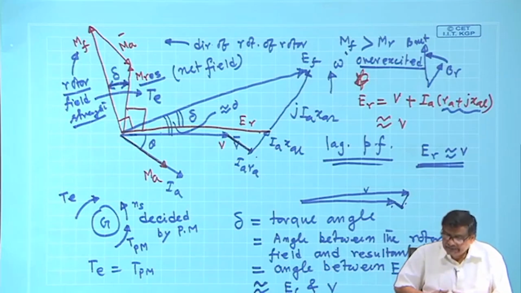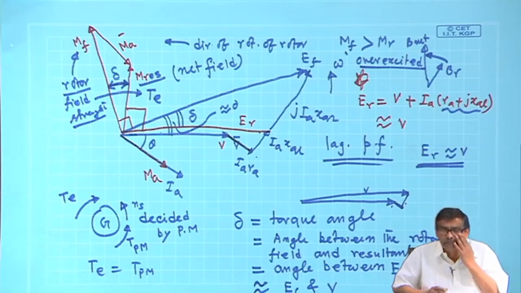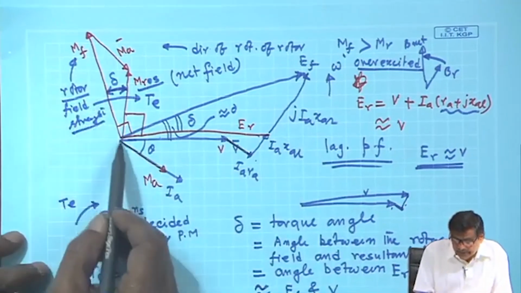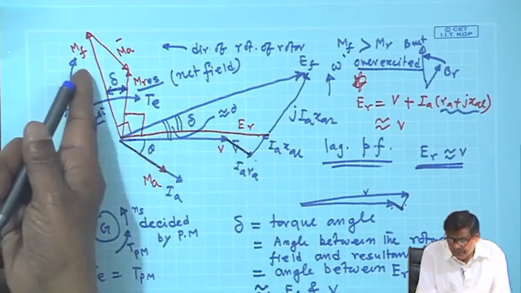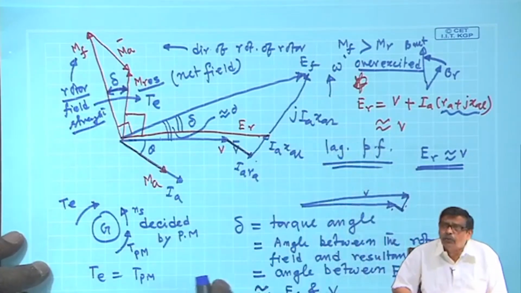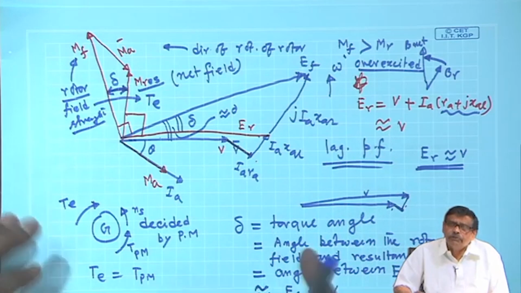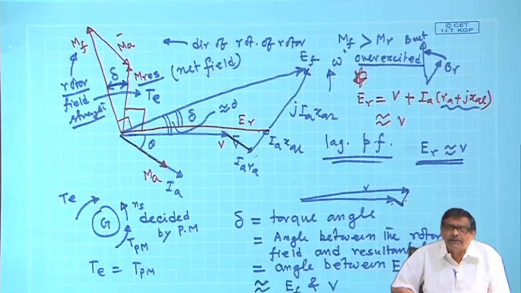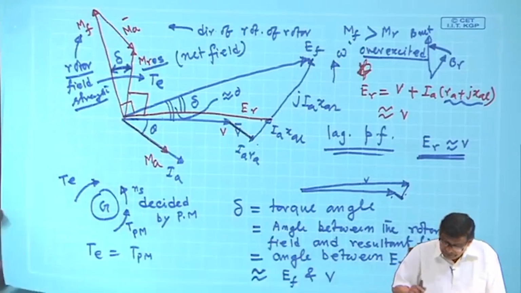Therefore, an over excited synchronous generator which is connected to the infinite bus and delivering lagging power factor load must be overexcited. We will see that, but just one passing remark from this phasor diagram. If MF is greater than MR, it is overexcited. What will be the underexcited case? If MF is less than MR. Normal excitation may be MF equal to MR, things like that. So, this is the thing.